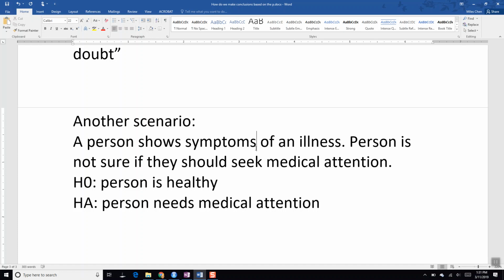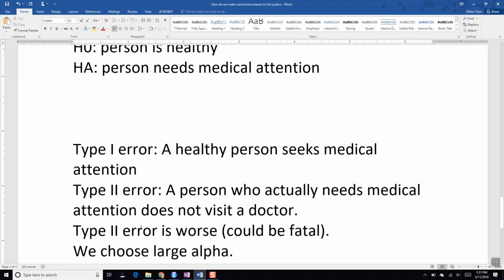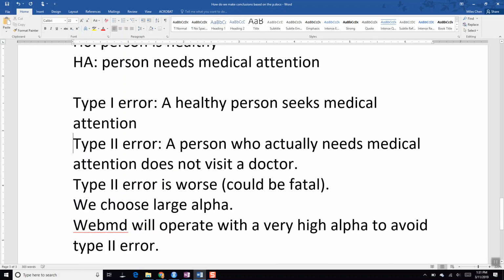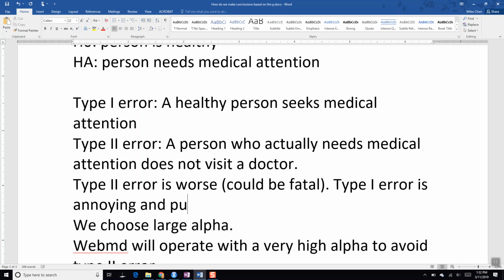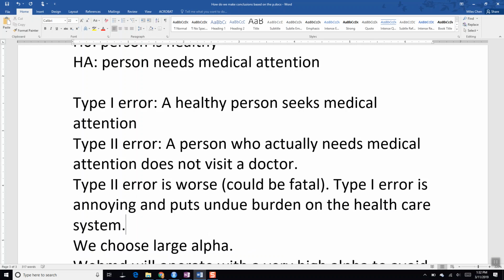Okay, so which of those errors are worse? The type 2. I mean, both are bad, okay? We don't want either of these things, right? A healthy person seeks medical attention, that's type 1. A person who doesn't go to the doctor, type 2 error is worse, could be fatal. Type 1 error is annoying and puts undue burden on the healthcare system, which we don't want, but the type 2 error is worse, okay?